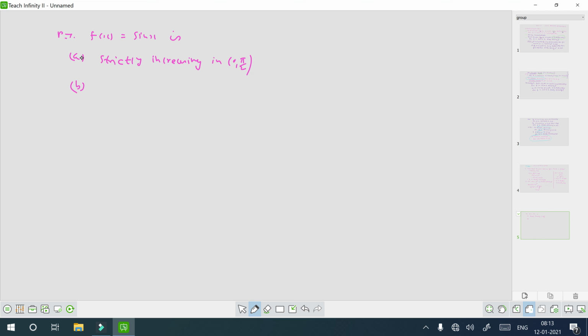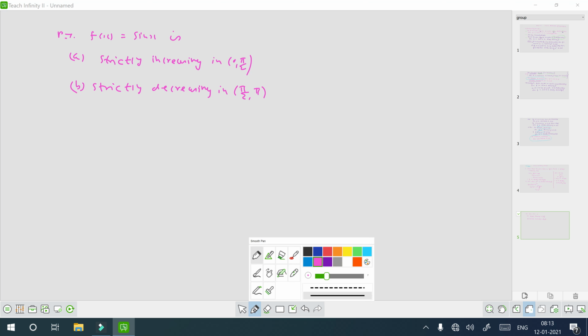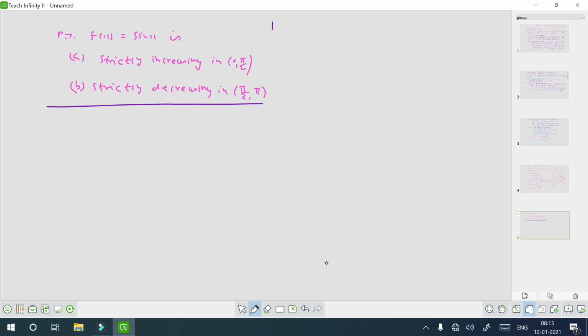B part, strictly decreasing in open interval pi by 2 to pi. See, you already noted in a, that means you already seen this thing in 11th science. In first quadrant, sine function is increasing, in second quadrant it is decreasing.